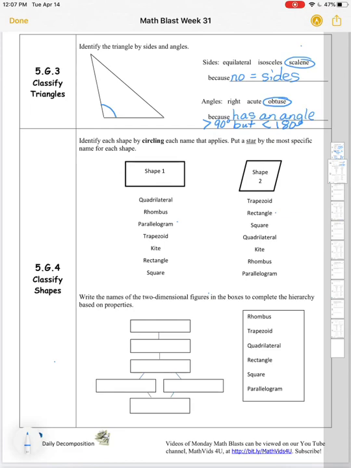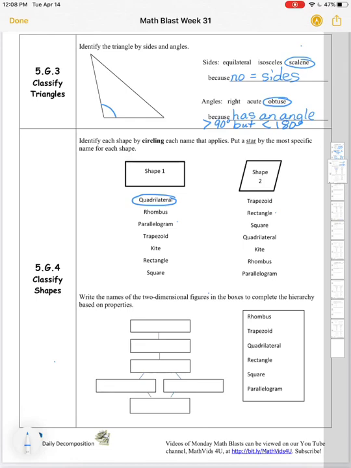All right, classify shapes. Identify each shape by circling each name that applies. Put a star by the most specific name for each shape. So shape 1, a quadrilateral. A quadrilateral is a shape that has 4 sides. This is definitely a quadrilateral. A rhombus is a quadrilateral that has 4 equal sides. It's a parallelogram with 4 equal sides. These sides are not equal in shape 1, so we're not going to call it a rhombus.